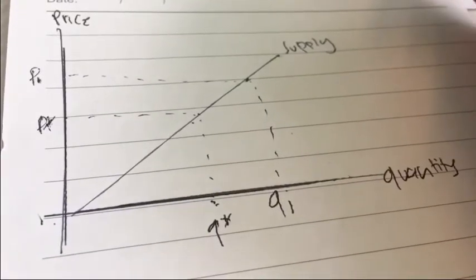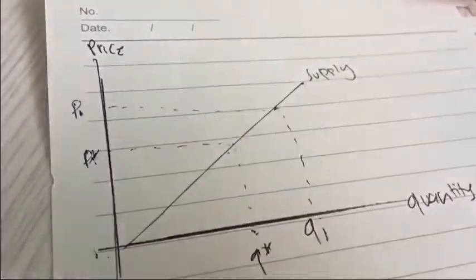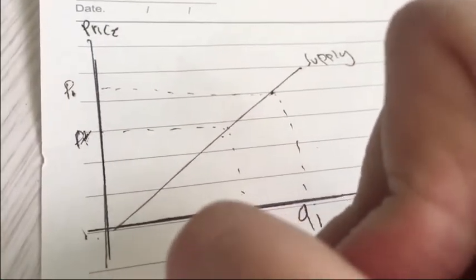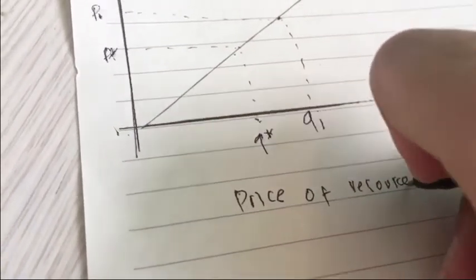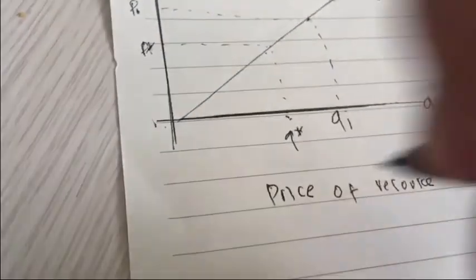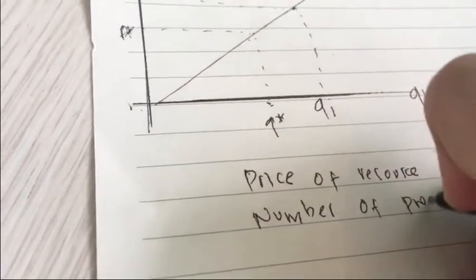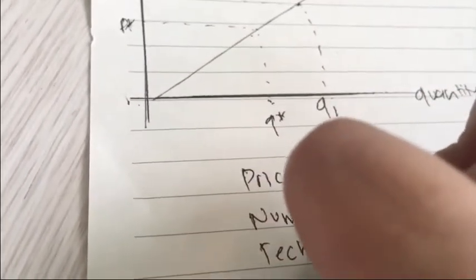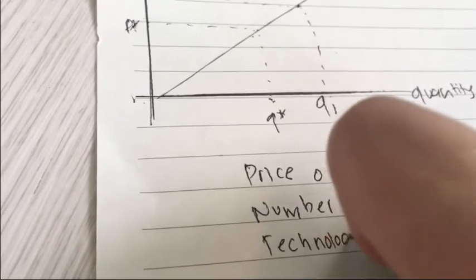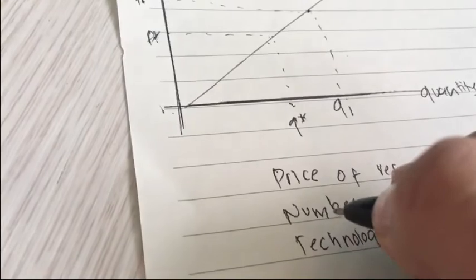And how about the shifting of the supply? There are 5 shifters of supply. The first is price of resources. Second, number of producers. The third, technology. Fourth is tax and subsidy.